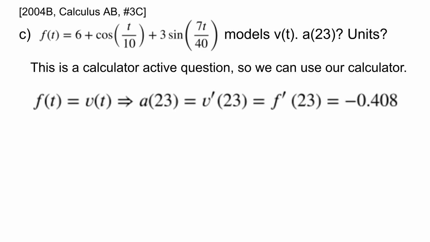So we're given that f of t is equal to v of t, which implies that a of 23 is v prime of 23, which is f prime of 23, which we're going to use our calculator to evaluate. F prime of 23 is negative 0.408.